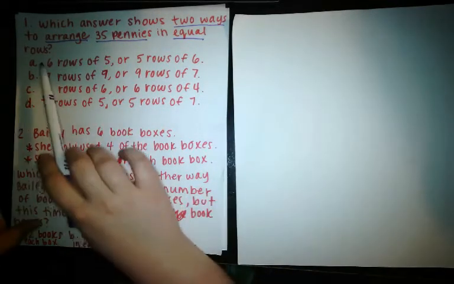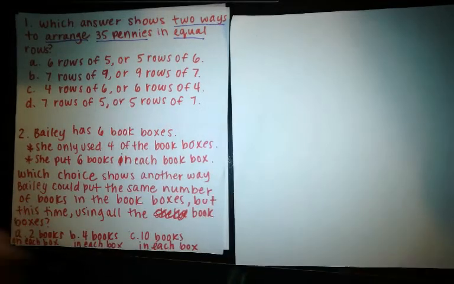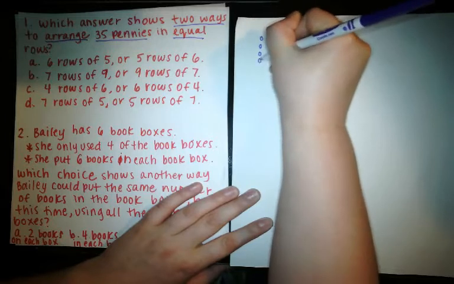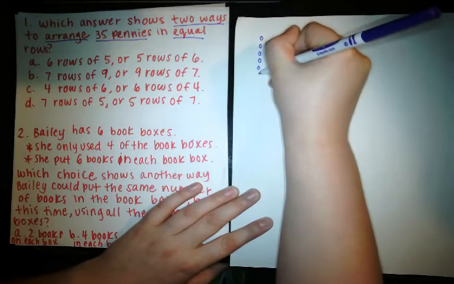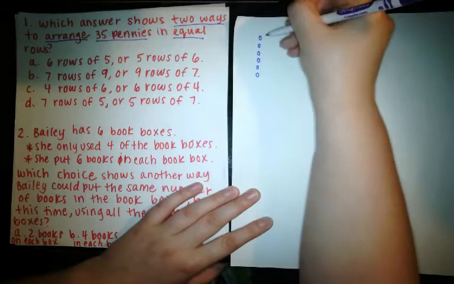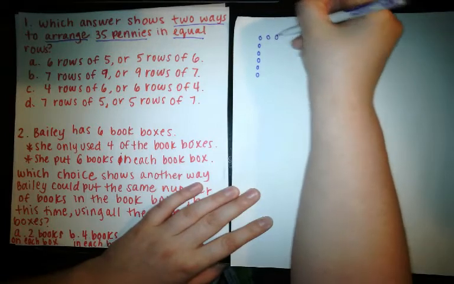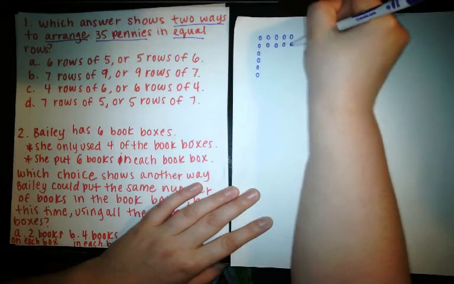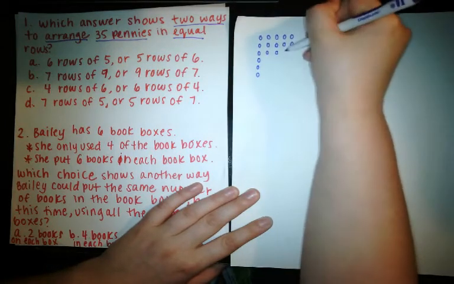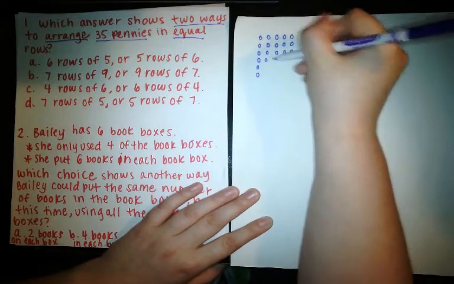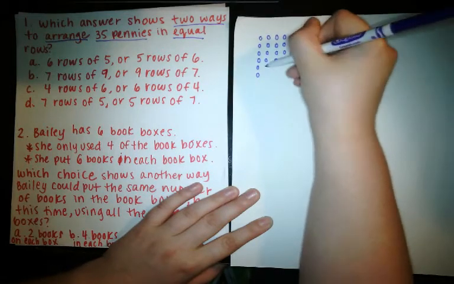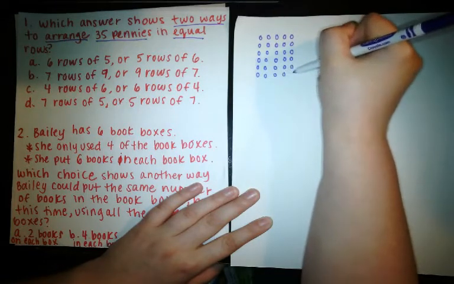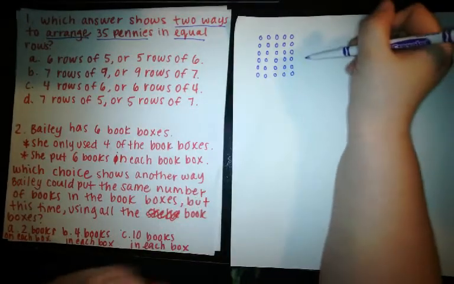So this first one says 6 rows of 5. So let's draw it out. 1, 2, 3, 4, 5, 6. 6 rows, 5 in each. That's 1, 2, 3, 4, 5, in every row. So this is an array now.